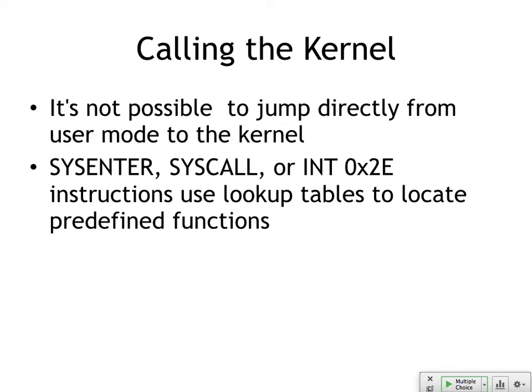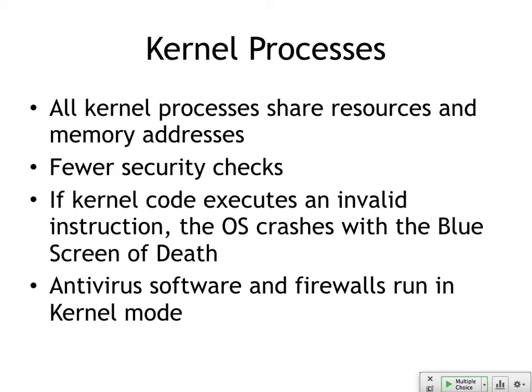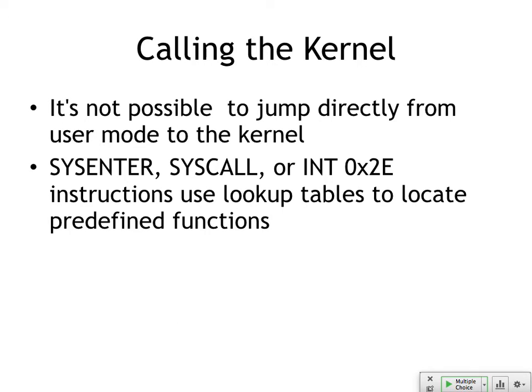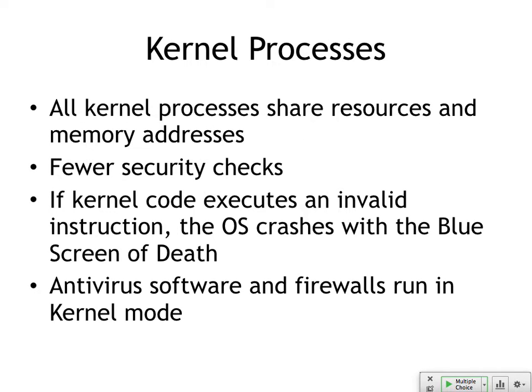All right, so you cannot jump directly from user mode to the kernel. You do it with sysenter, syscall, or int 2e. These use lookup tables to find predefined functions in the kernel. So you're not just jumping to an address in the kernel, you're going to an interrupt list, going to specified addresses that Microsoft wants you to go to in the kernel. So all kernel processes share resources and memory addresses.